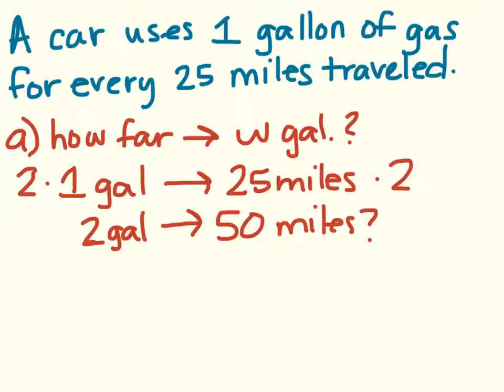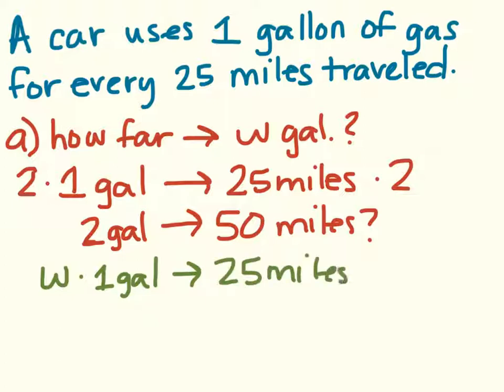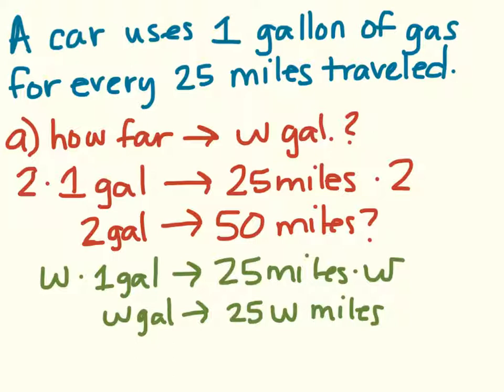Okay, so we can do the same thing using our variable. We're going to multiply both sides by W. So we'll take W times 1 gallon and 25 miles times W, giving us W gallons, not W gal, W gallons, and 25 W miles. So our answer for question A is the car can travel 25 W miles on W gallons of gas. Okay, let's go on to part B.